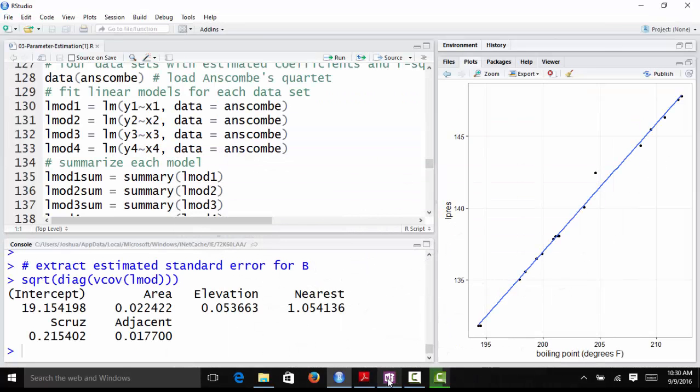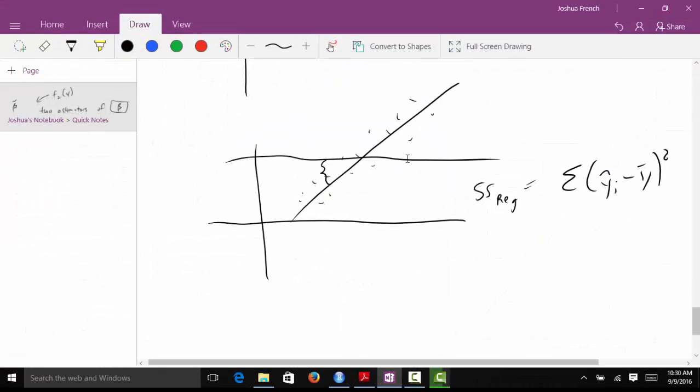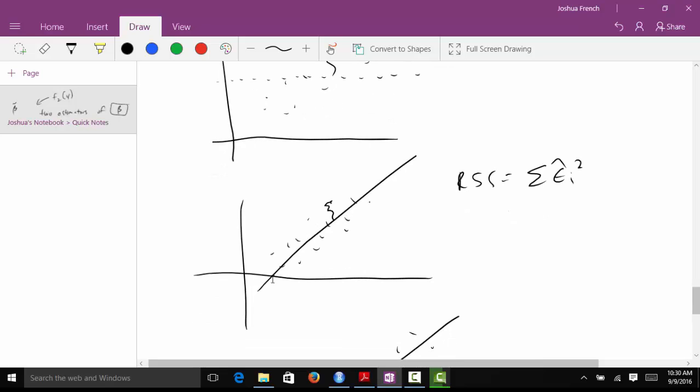Let's go back to this picture right here. Here's our fitted model using our single regressor variable x, and the residual sums of squares is trying to quantify how much unexplained error still exists in the model after accounting for our regressors.